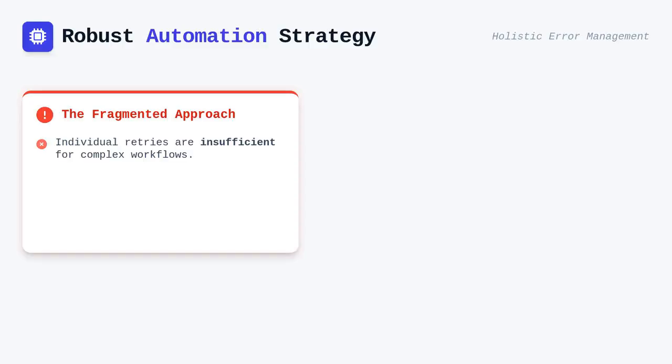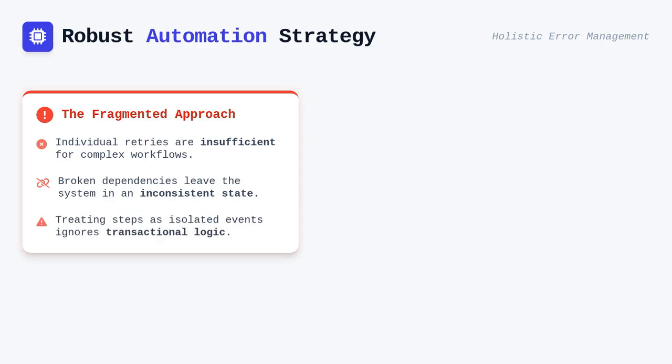A sequence of interdependent actions, such as logging into a legacy application, navigating to a specific module, and exporting a data report acts as a single logical transaction. If any part of this sequence fails, the entire transaction is compromised, and treating the failure as an isolated event often leaves the system in an inconsistent state.